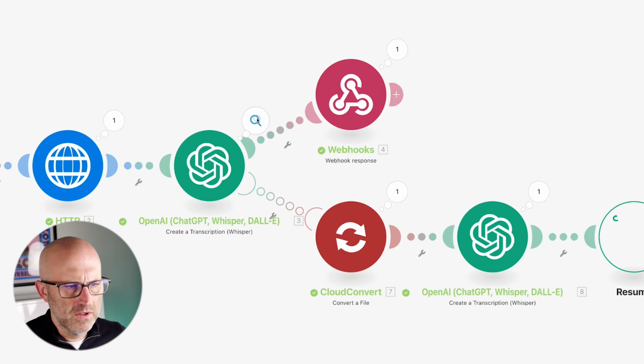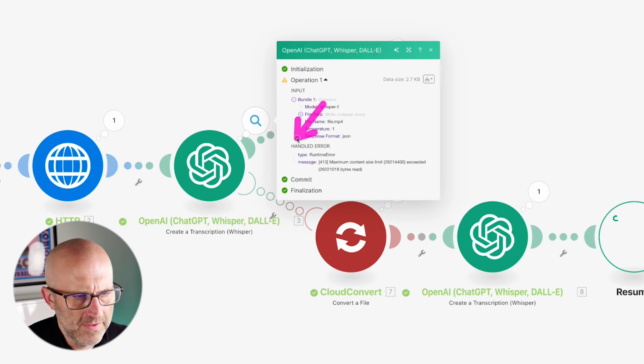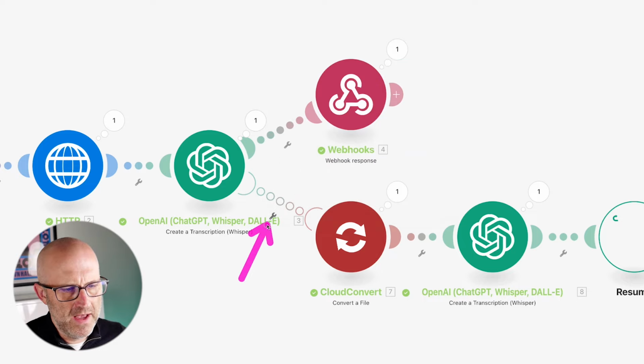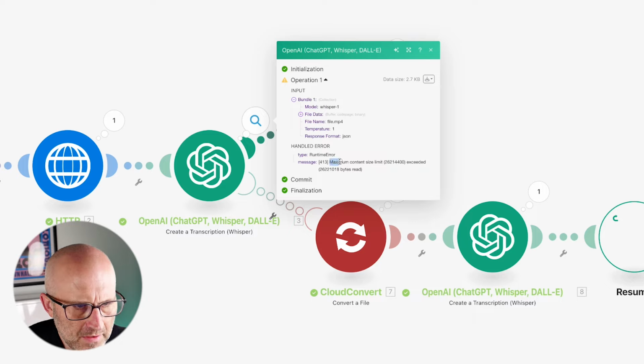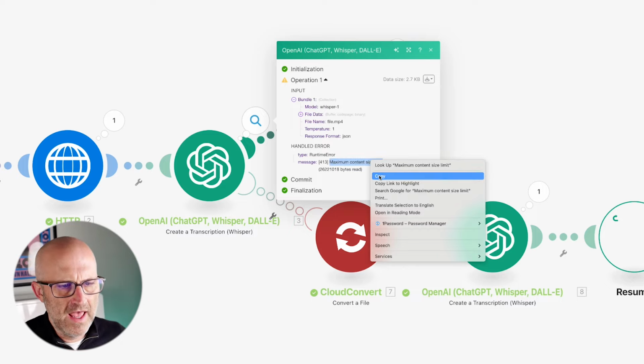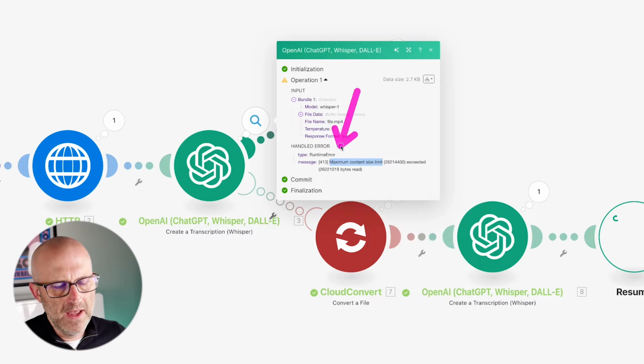And so now I'm going to take a quick look at this here, and then I'm going to look here at the handled error. And it looks like the type was runtime error. And basically it's giving us this message here, which is the maximum content size limit. So that tells me that I can come back here and add a filter. I'm just going to grab something here so that we know which error to handle, because there's other types of errors that might come through here. And we don't want all errors to come this way. We only want the errors that are related to the file size limit.